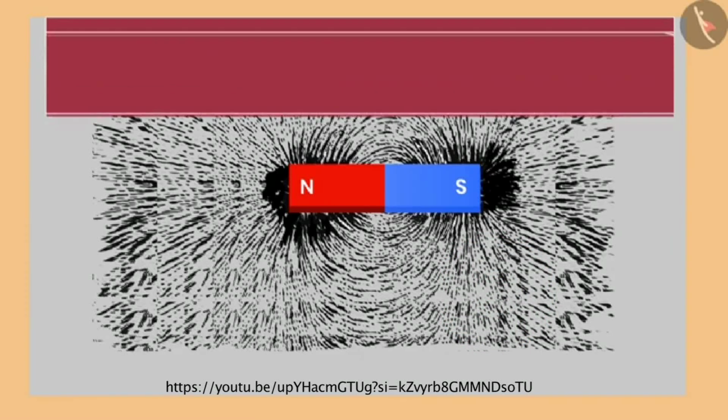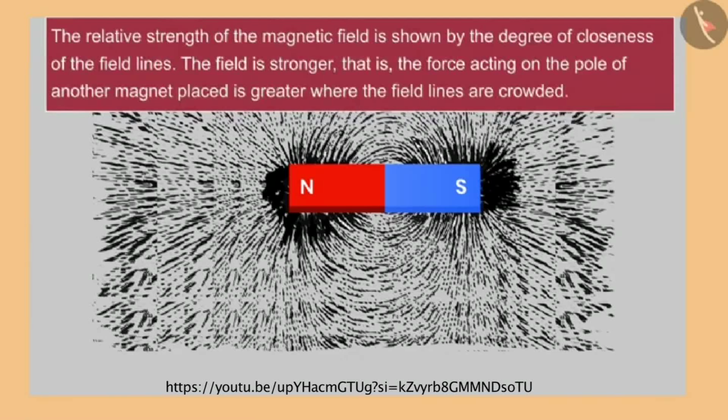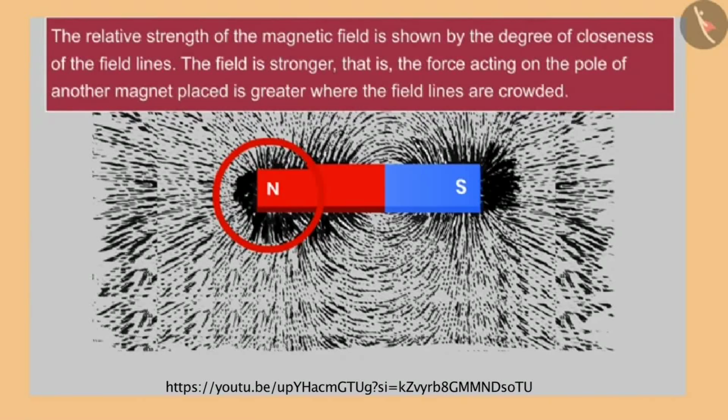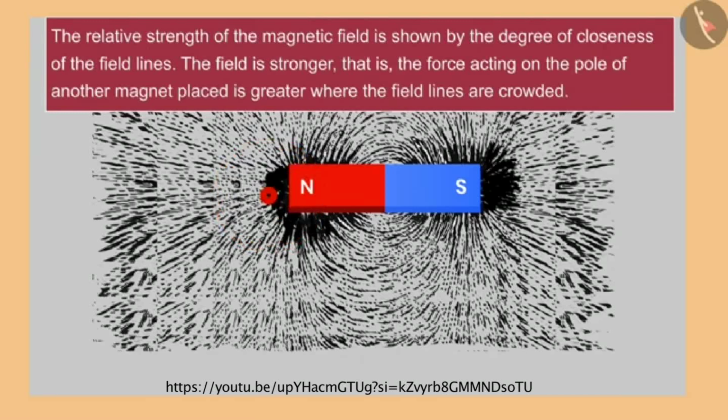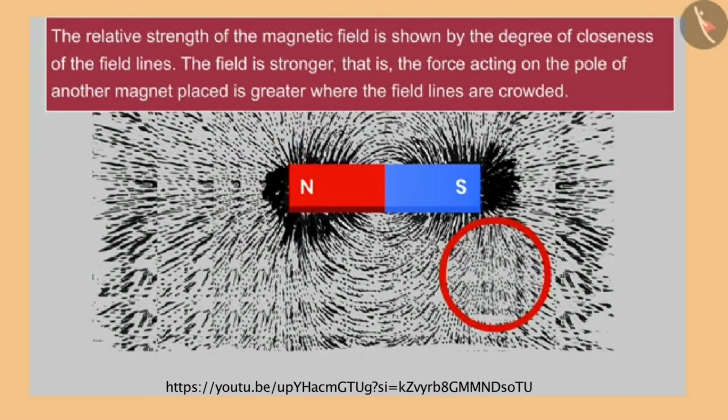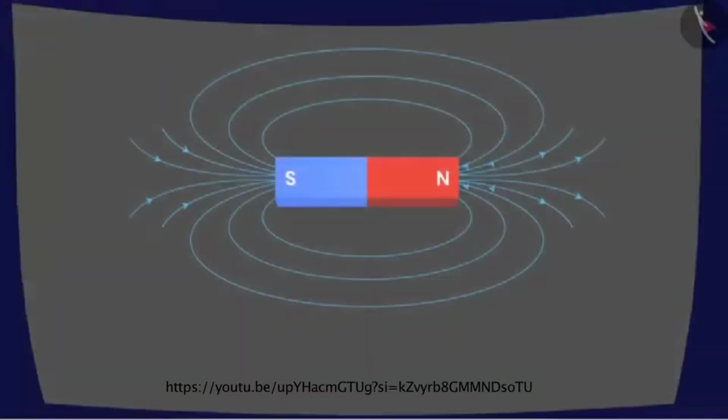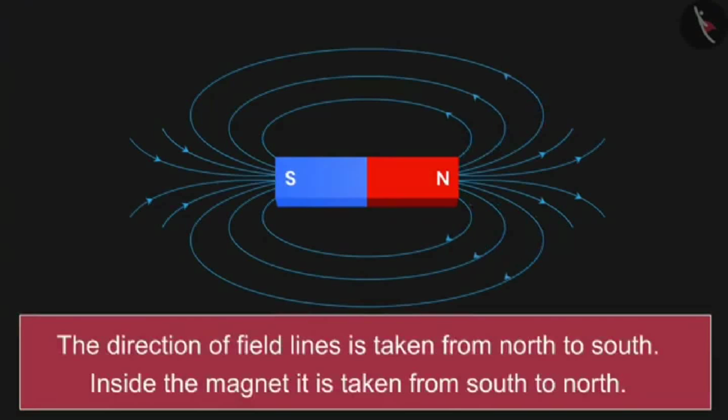If we carefully observe the iron fillings, then we will find that at one place they are collected very closely and at other places very less. The collection of iron fillings represents the strength or weakness of magnetic field lines. According to the convention, the direction of field lines is taken from the north to south. Inside the magnet, it is taken from south to north.